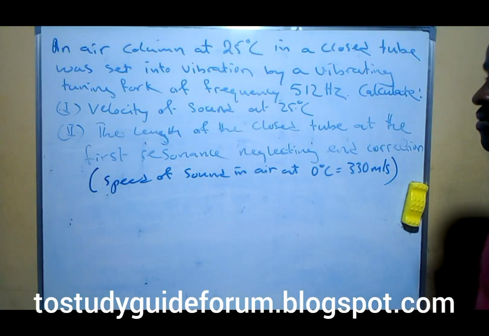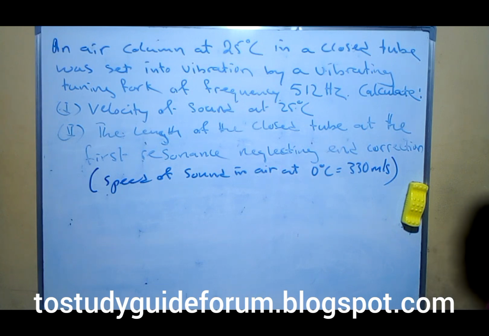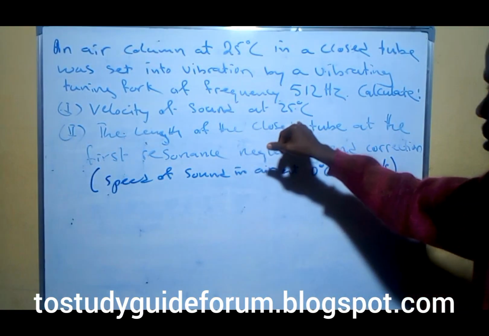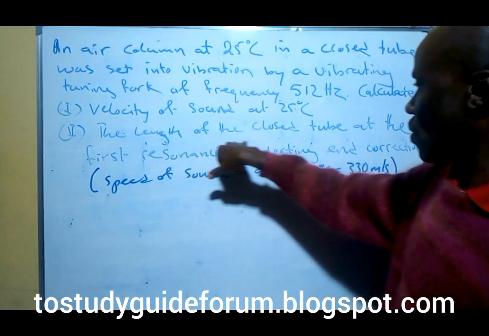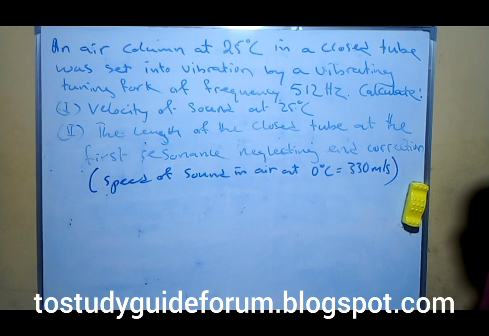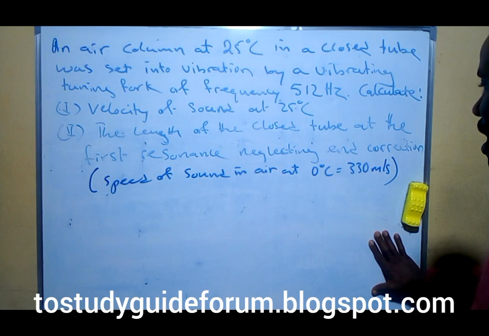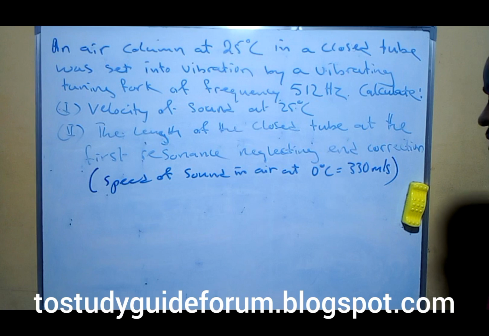An air column at 25 degrees Celsius in a closed tube was set into vibration by a vibrating tuning fork of frequency 520 Hz. Calculate the velocity of sound at 25 degrees Celsius. Calculate the length of the closed tube at the first resonance, neglecting the end correction. The speed of sound in air at 0 degrees Celsius is 300 meters per second.